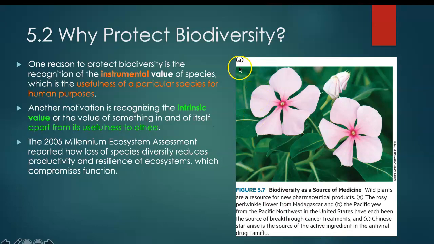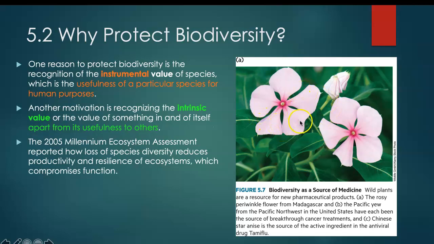Why do we protect biodiversity? I want to discuss two concepts here. The instrumental value of species, that is the usefulness of a particular species for human purposes. And the intrinsic value of the species, that is something in and of itself apart from its usefulness to others. And we care about the intrinsic value more and more as time passes by.